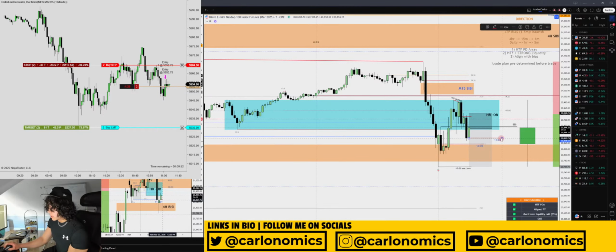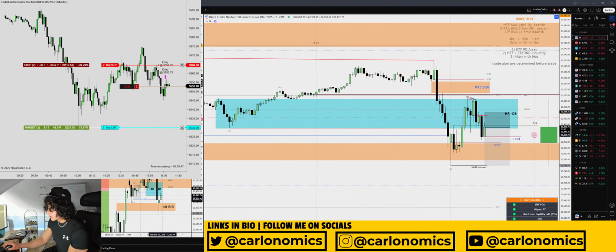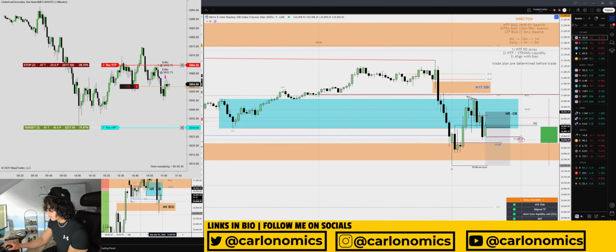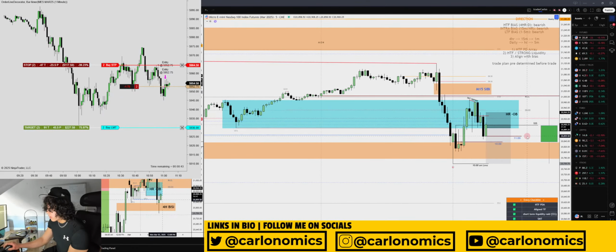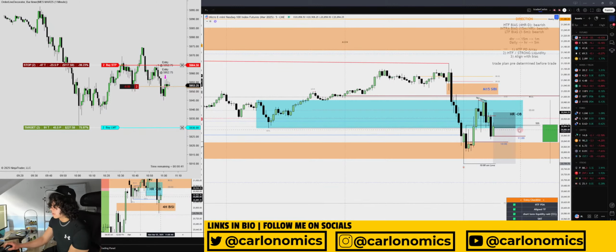All right, so I marked out the 11 a.m. opening. So we're going to see what we do here. Stop is going to be at the swing point high above. We're retesting the hourly OB right now.